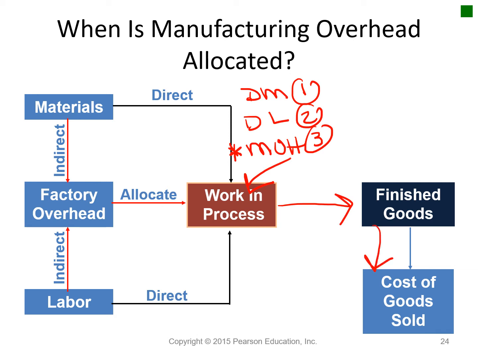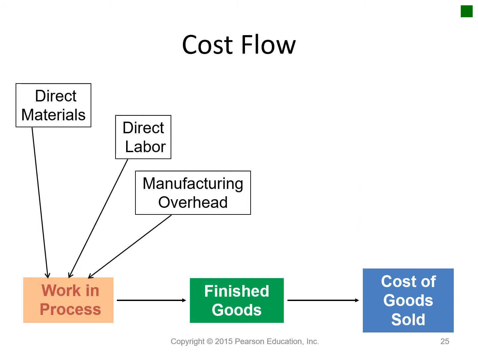So again, this is cost flow. It is no different than what I showed you earlier in this particular PowerPoint lecture. The cost flow concept is the same throughout the textbook. Keep reemphasizing it, you've got to get this down. Direct materials, direct labor, and, at least for this chapter, allocated manufacturing overhead all go to work in process, go to finished goods, and then once you sell it, it becomes your expense. It becomes cost of goods sold.